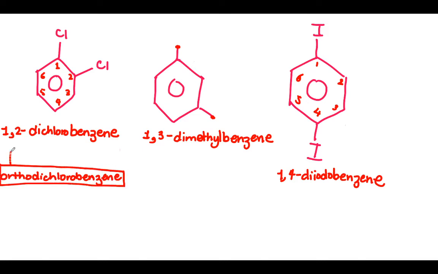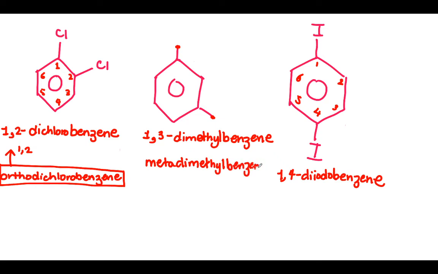And I know that ortho is always positions 1 and 2. So if I have the same side group at 1,2, instead of writing 1,2 dash, I can call it ortho. This is more important if you are looking at a compound and it's asking you to draw it and then it says ortho. You should again know that it's positions 1 and 2. If it's 1 and 3, it has a different name. It would be meta.